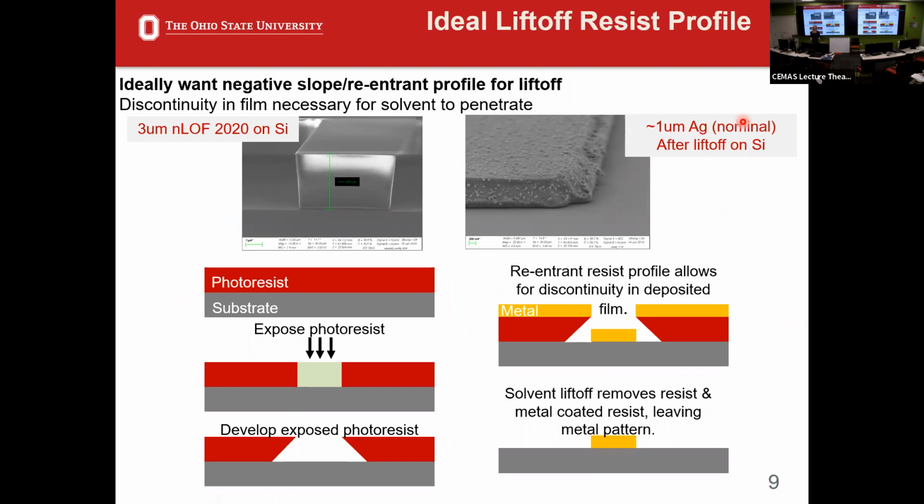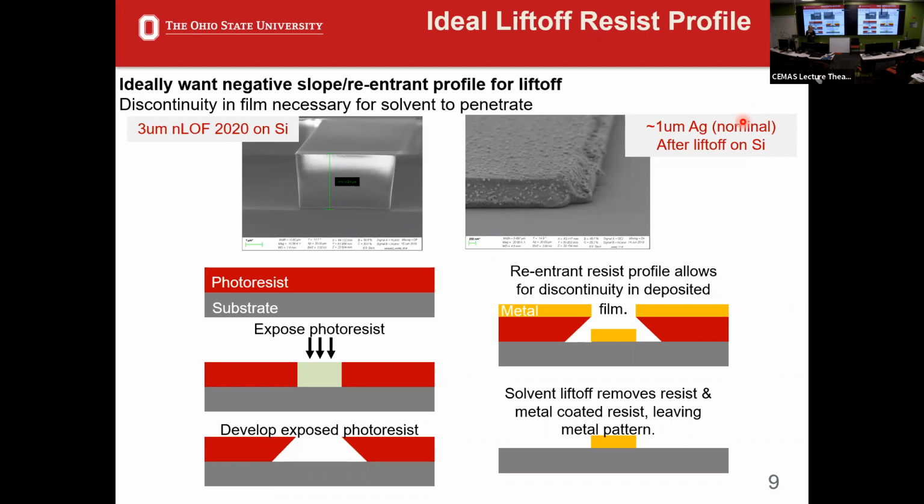Sometimes you end up with a mess. It doesn't lift off, and you have metal everywhere. Sometimes the whole thing comes off. Why, right? That's what we need to understand. So ideally, we want to see a resist profile. I showed you kind of a schematic of that.